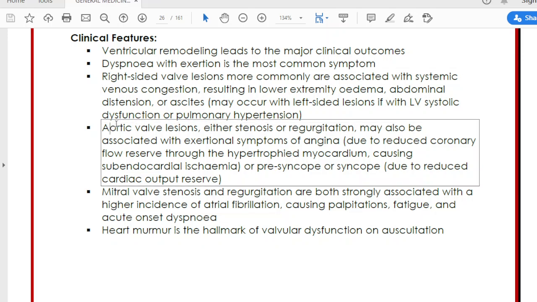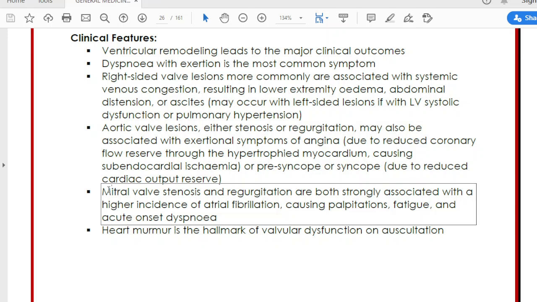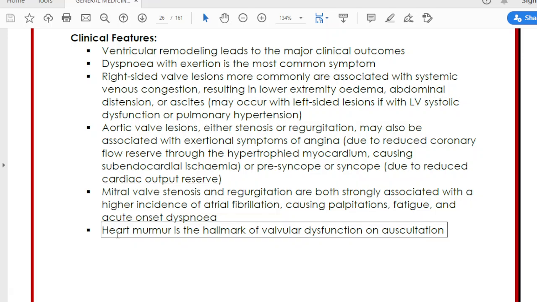Aortic valve lesions, either stenosis or regurgitation, may also be associated with exertional symptoms of angina, due to reduced coronary flow reserve through the hypertrophied myocardium, causing subendocardial ischemia, or presyncope or syncope, due to reduced cardiac output reserve. Mitral valve stenosis and regurgitation are both strongly associated with a higher incidence of atrial fibrillation, causing palpitations, fatigue, and acute onset dyspnea. Heart murmur is the hallmark of valvular dysfunction on auscultation.